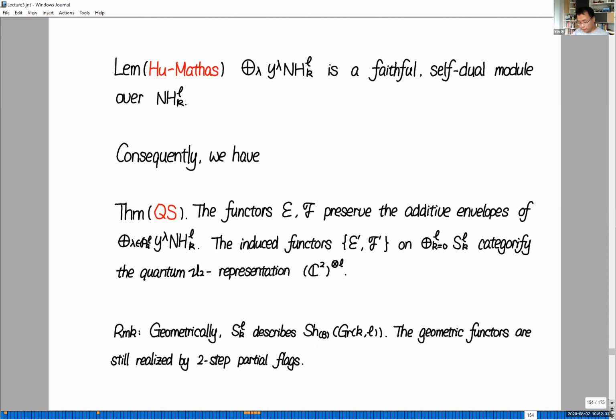So geometrically, if you want to think about what's happening here, this describes the Borel constructible sheaves of the corresponding Grassmannian varieties. So the geometric functors are still realized by the same two-step partial flag varieties, but you just change the constructibility from G to B, from GL to the Borel part.